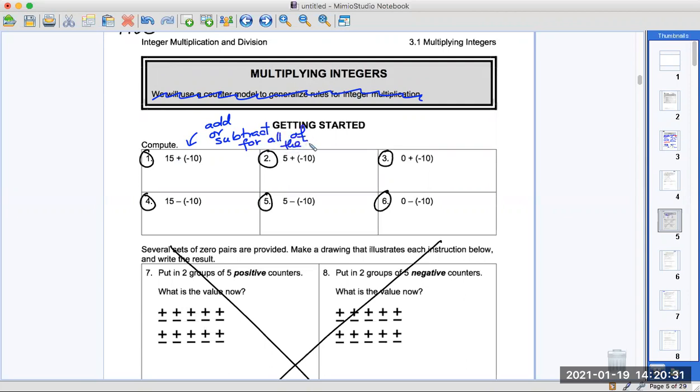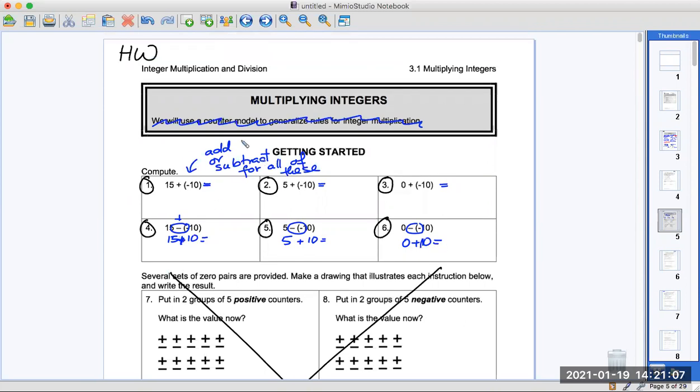And this is homework. It's kind of review. 15 plus negative 10 is what? 5 plus negative 10 is what? 0 plus negative 10. These are double negatives, 15 plus 10. I told you to rewrite those with a plus. Just like a little review, 5 plus 10. 0 plus 10. So finish those up on your own, and then let's share in class.